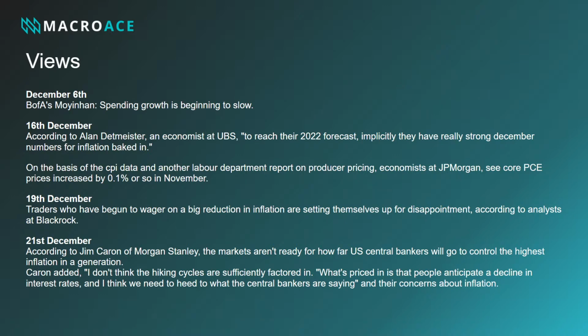On the 21st of December, Jim Caron of Morgan Stanley said the markets aren't ready for how far central bankers will go to control the highest inflation in a generation. He added, I don't think hiking cycles are sufficiently factored in. What's priced in is that people anticipate a decline in interest rates.